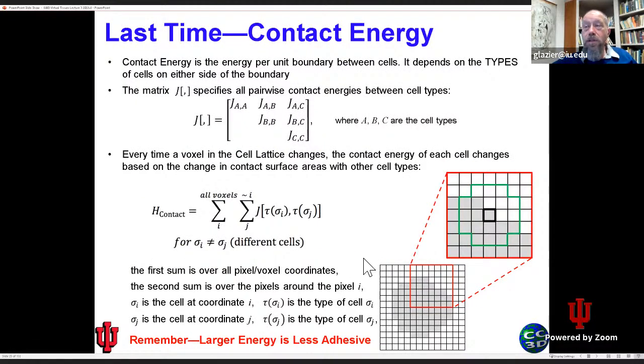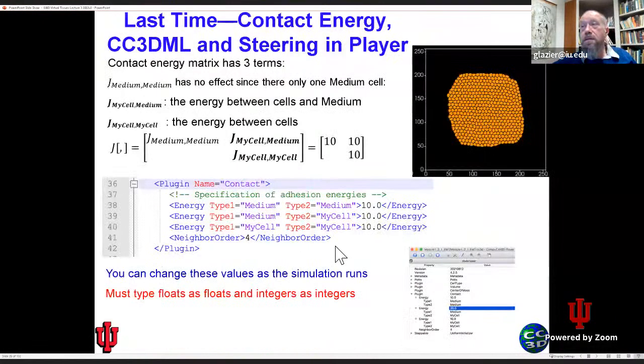The contact energy, again, we tend to specify in terms of cell type pairs. So there'll be a J_AA. That'll be the energy per unit area of the surface between a cell of type A and type A, of A and B, A and C, and so on. And again, remember, larger energies are less adhesive. And we've just done all these exercises exploring this.